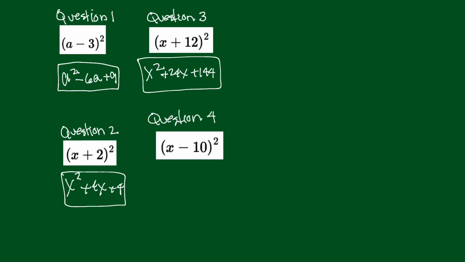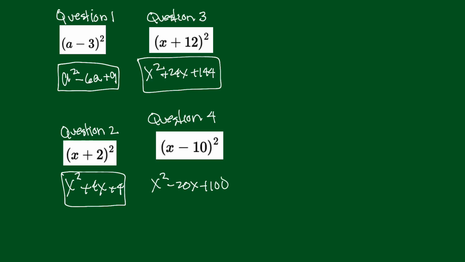Question 4, we are squaring another binomial, right? Two terms, so we're squaring it. So let's use our pattern, our template. So square the first, x squared. Now multiply these two together, -10x, and double it. -20x, and then square the last. -10 squared is 100.